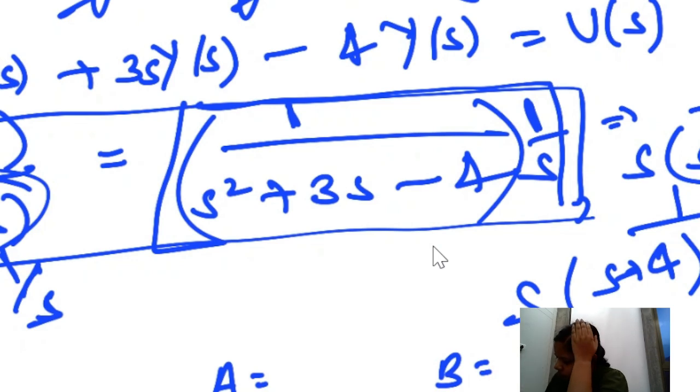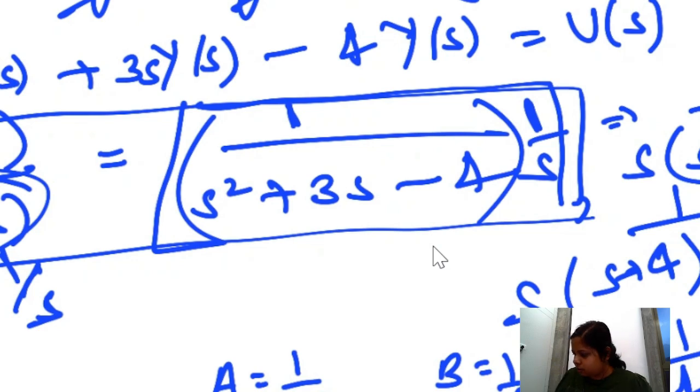A is equal to 1 by 20, madam. Okay, correct. B is equal to 1 by 5. Right, C is equal to minus 1 by 4. Right. So everyone should get this answer because it is a simple breaking into partial fraction method.